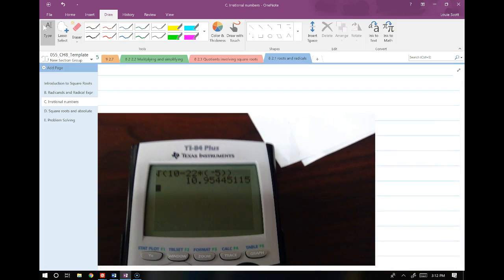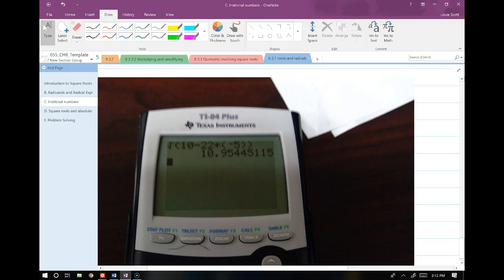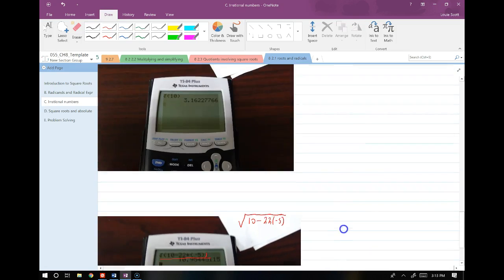And at least on this calculator, if you've got one of these TI calculators, you can actually type in a whole equation if you want to. Notice how I have this in this calculator. What that symbolizes is I'm calculating 10 minus 22 times a -5. You can punch all that in underneath the square root as long as you close it off with a bracket at the end. So there we go. That's how you would estimate the root of 10.